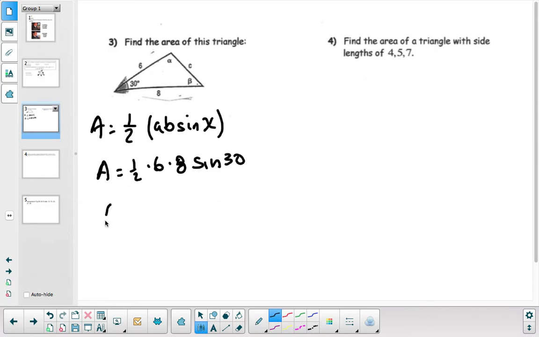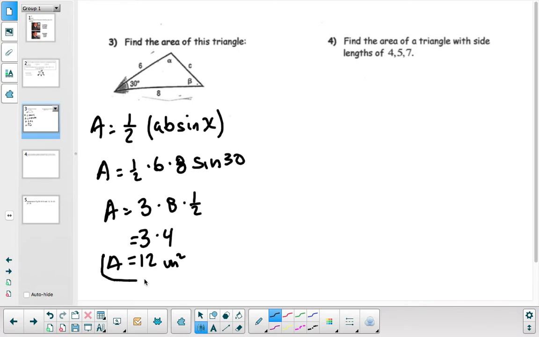But 1/2 times 6 is 3, times 8 times sine of 30, which is 1/2. So this is 3 times 4, or 12, and we'll say square units. Just like that. And again, this is basically 1/2 base times height, just your height is given by that one.